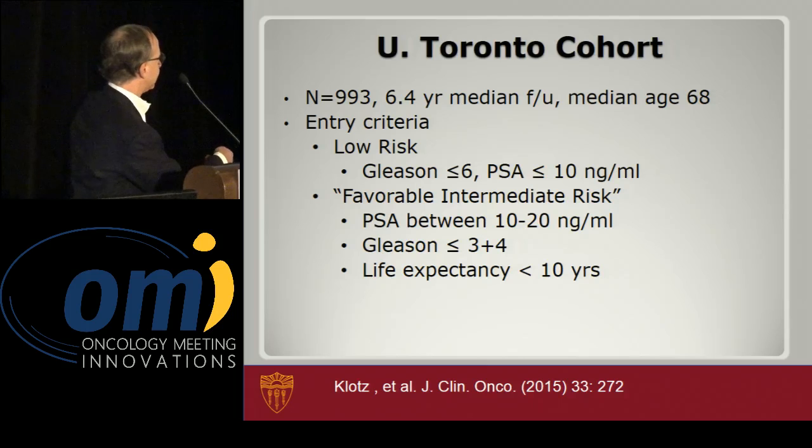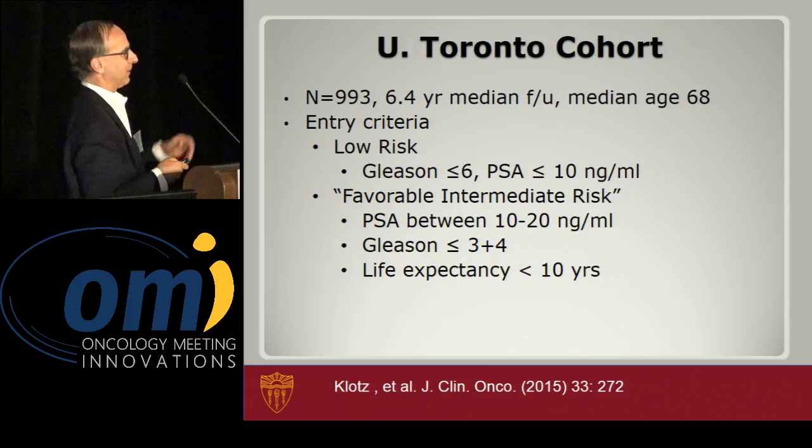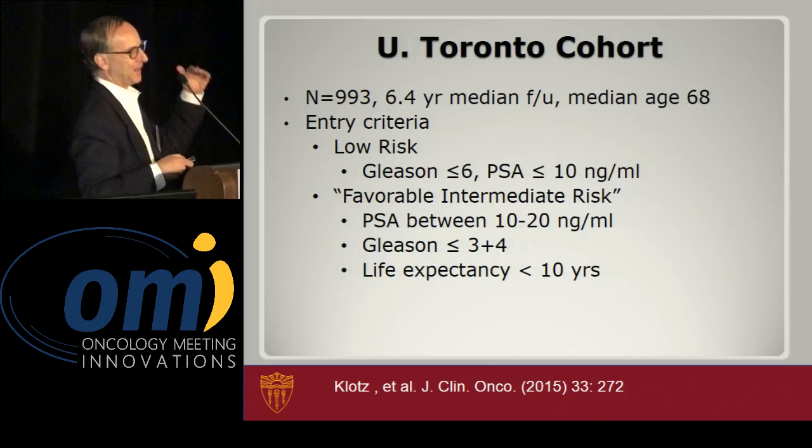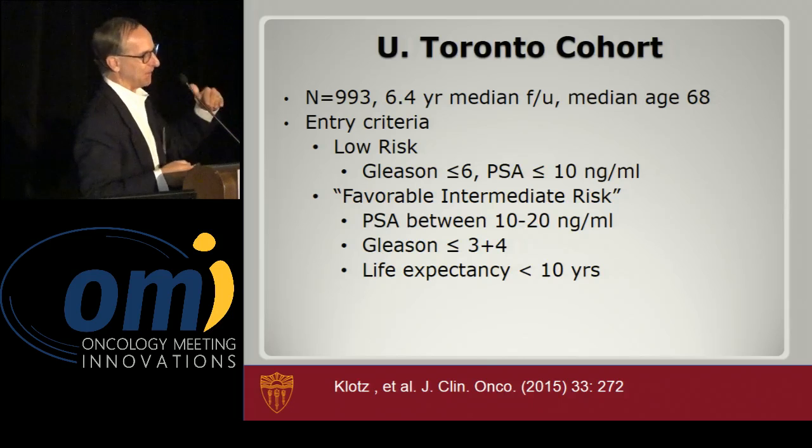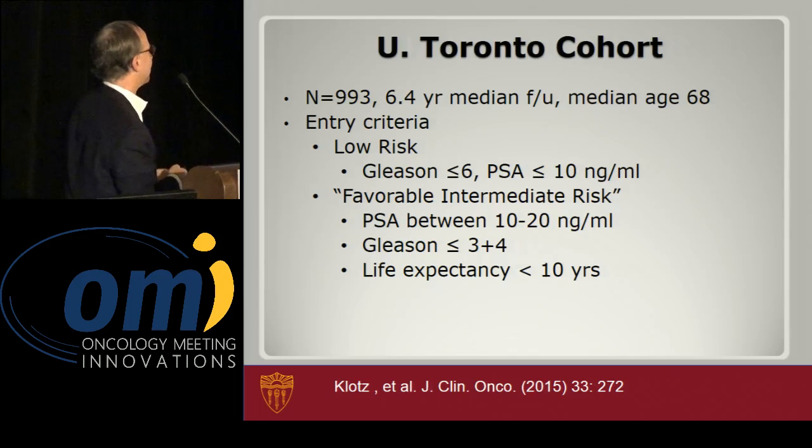But then they also had this other thing that they called favorable intermediate risk. So I like how we went from low to very low risk, and now this is intermediate risk, but favorable intermediate risk. We definitely like our shades of gray in oncology, and this is one of them. Here the PSA could be 10 to 20. They could have a Gleason pattern of 7, though it couldn't be the predominant pattern 4. And then they had to have a life expectancy of less than 10 years.